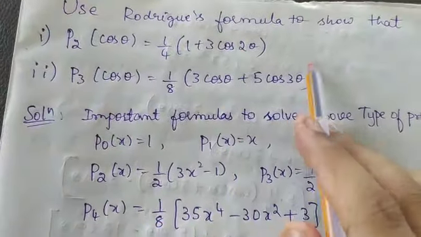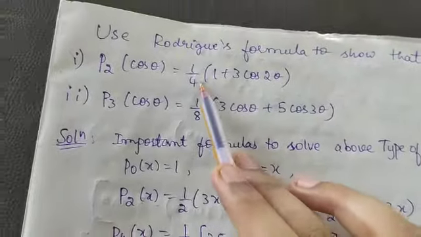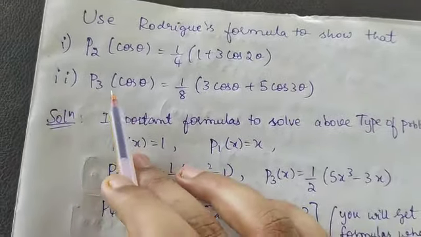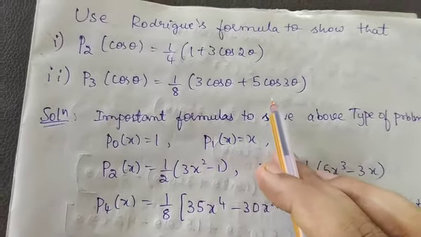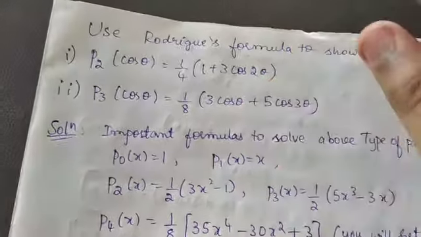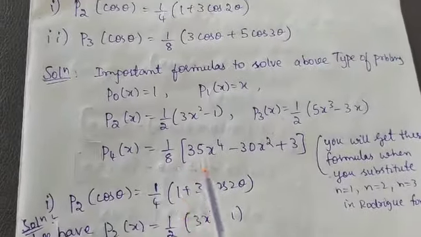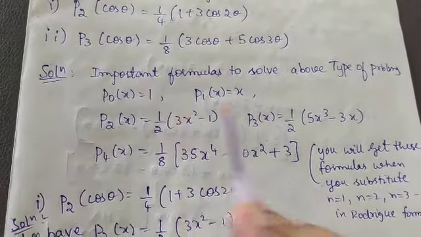Use the Rodrigues formula to show that P2 of cos theta equals 1 by 4, (1 plus 3 cos 2 theta). And second question, P3 of cos theta equals 1 by 8, (3 cos theta plus 5 cos 3 theta). So here there are two questions. In order to solve these types of problems, we already know the Rodrigues formula.